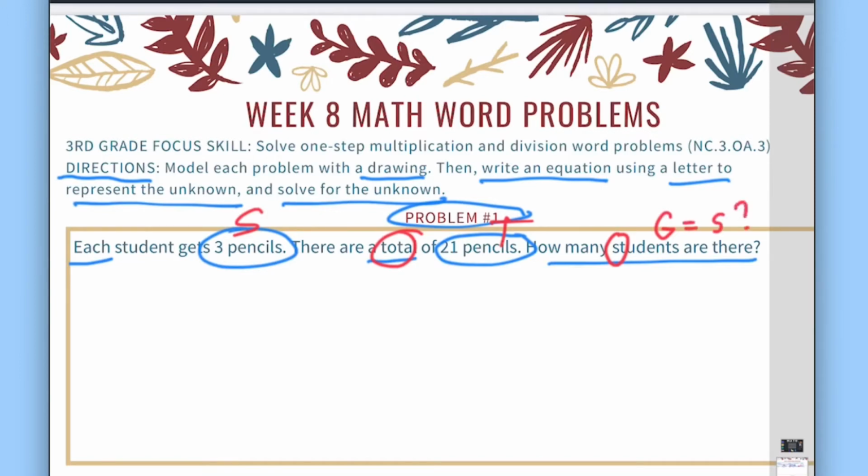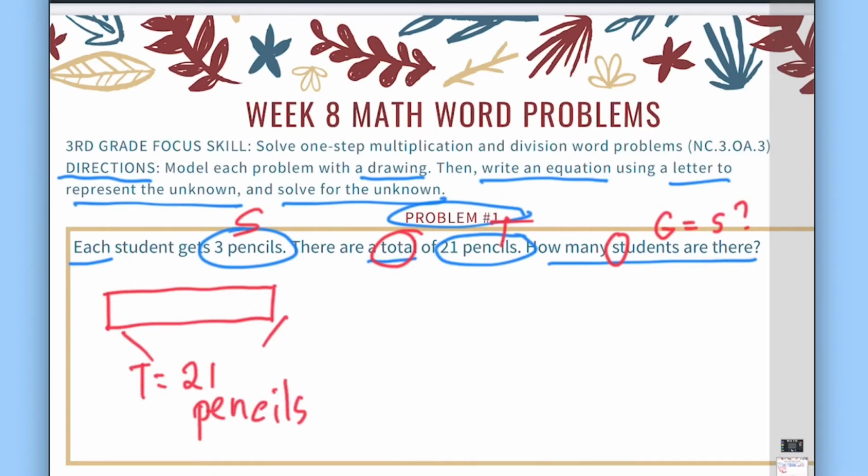Alright, boys and girls, I am ready to draw. The best diagram here is our tape diagram because we can model the group, the size, and the total. Here we go. I know that there's 21 pencils, so that's my total. I also know that each student gets 3, but I don't know how many students. And so, now we know we can skip count by 3 and stop on 21 to get how many students there are.